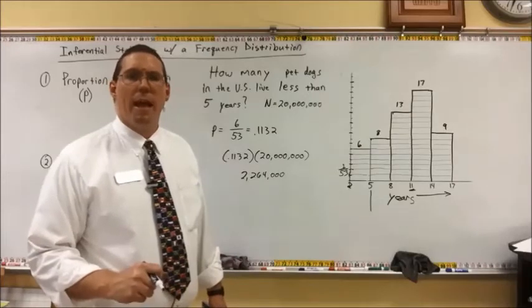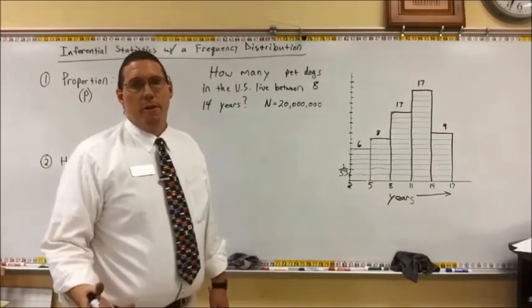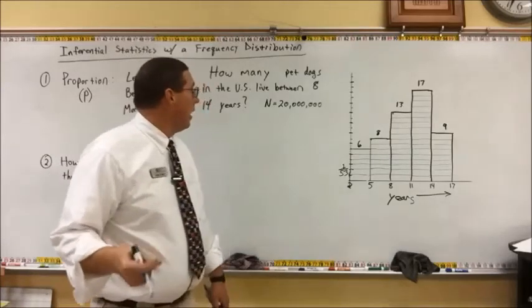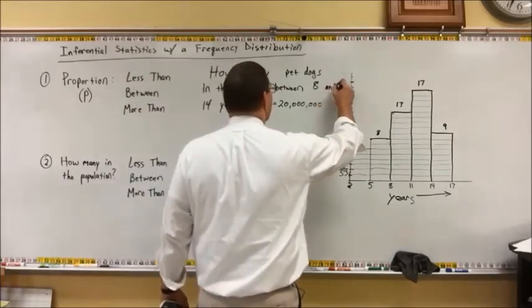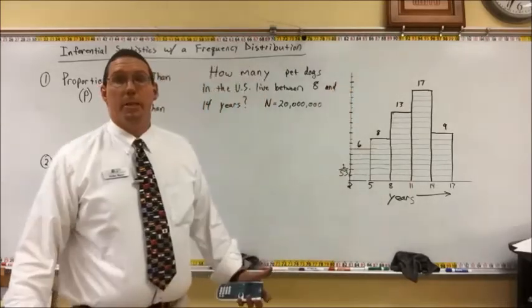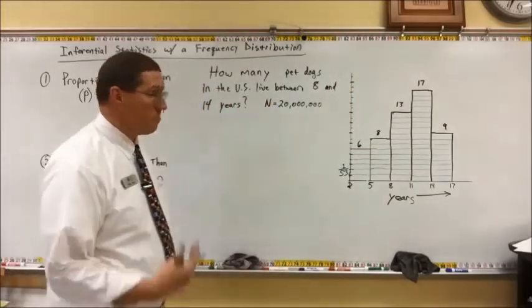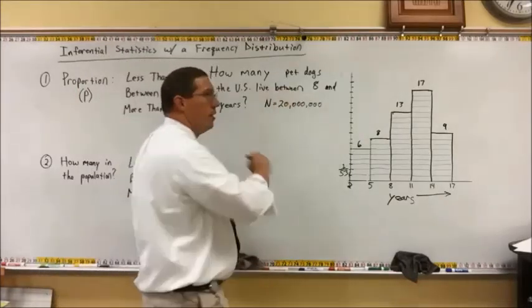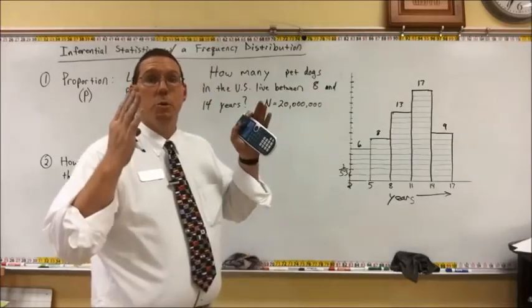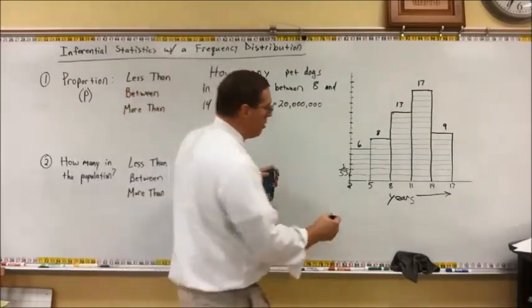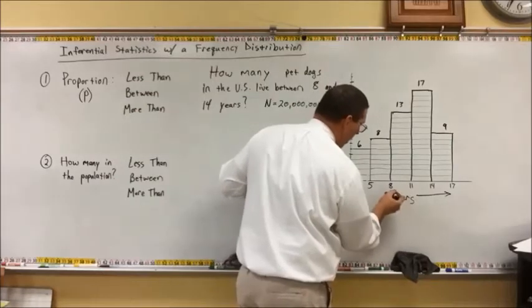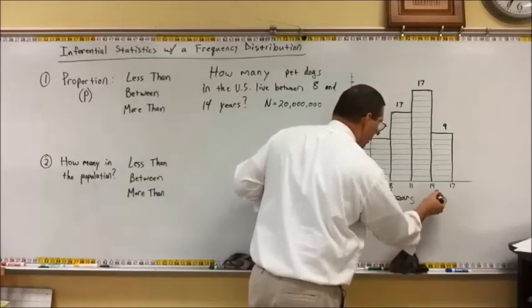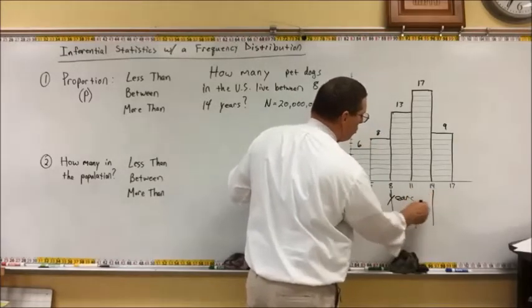Okay, let's try a between question. All right, so now this question says, how many pet dogs in the U.S. live between 8 and 14 years? And the population is 20 million pet dogs in the U.S. Made up numbers, but this is how you do it. So between 8 and 14, because we have 2 numbers, we need to identify 2 lines. So here's 8, so that's our first line. Here's 14.